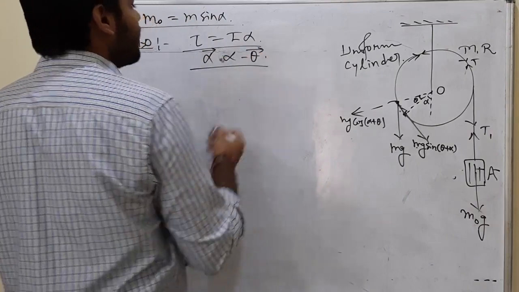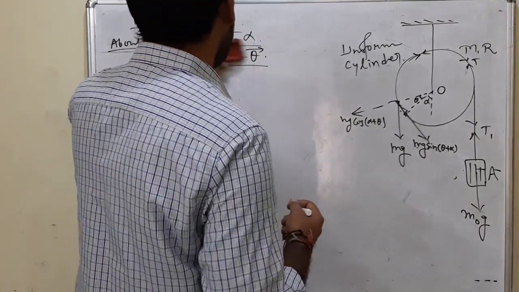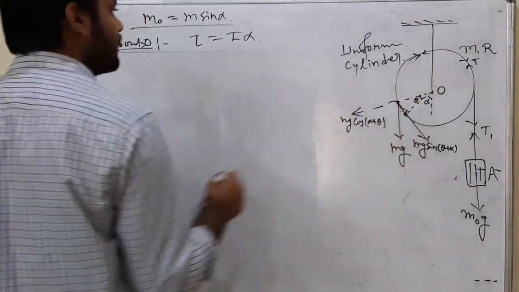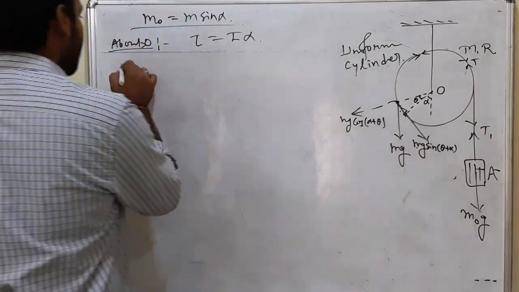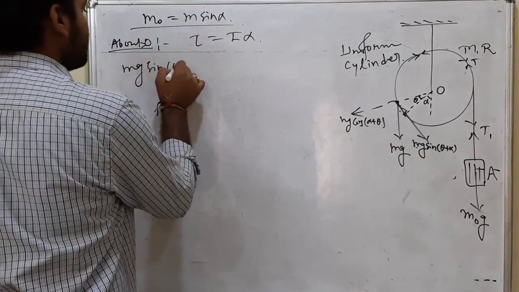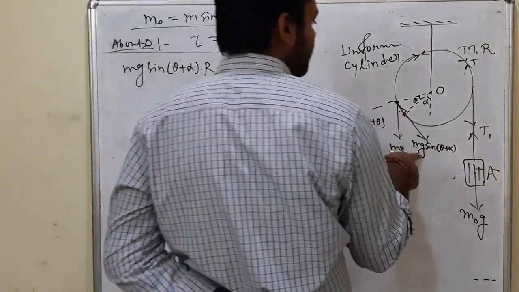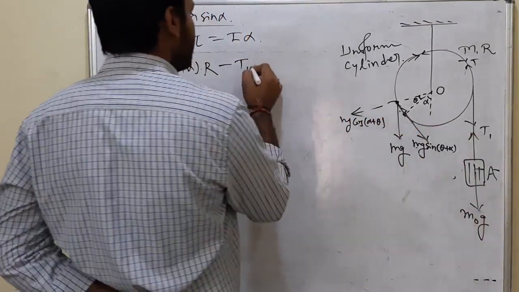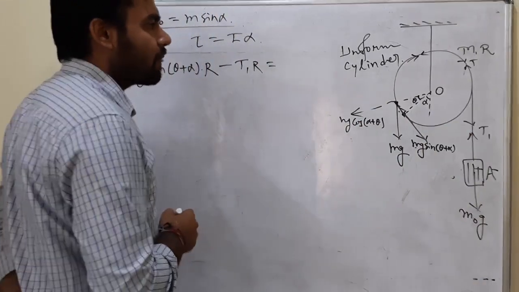Like that is the general equation of angular SHM. So what is the torque about the center of the cylinder? That will be mg sin(theta + alpha) times r. This is the torque of mg, minus the torque of tension, which will be T1 times r. It must equal I times alpha.